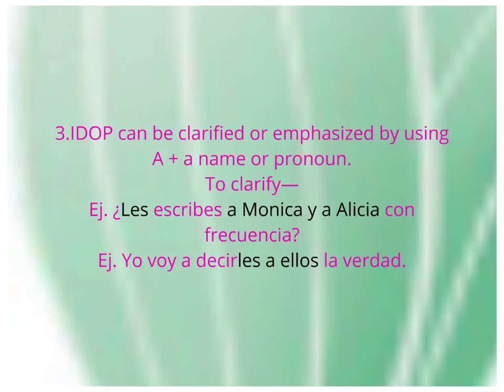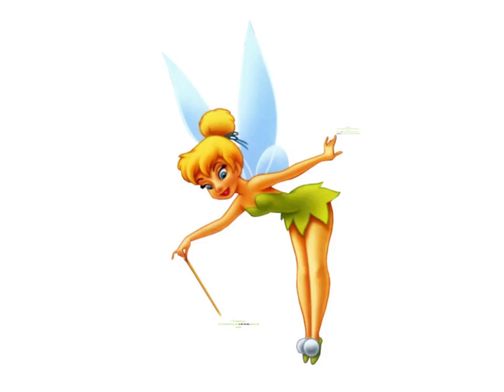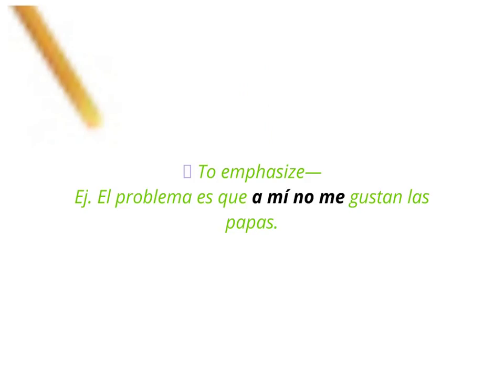Okay, so to clarify something, guys, you just put a in front of the person's name, or a ellos, a nosotros, etc. A mí. So to emphasize, we do this with the verb gustar. You just maybe didn't know that that's what you were doing. But when you say a mí me, or a mí no me gustan, or gusta, you're emphasizing right there.